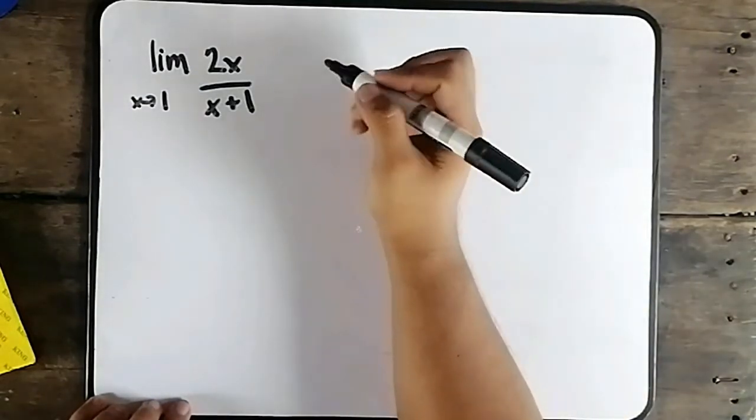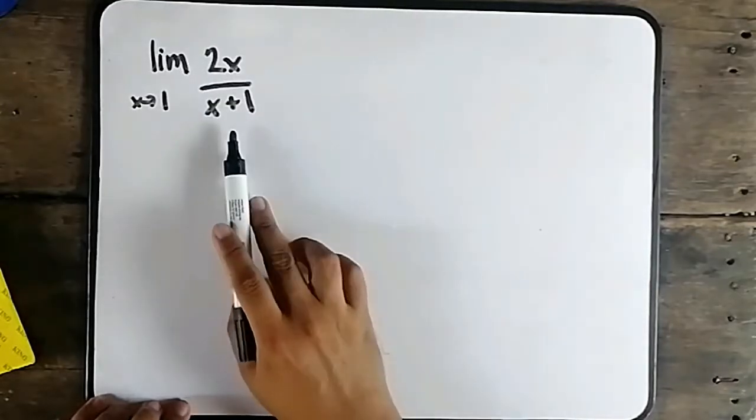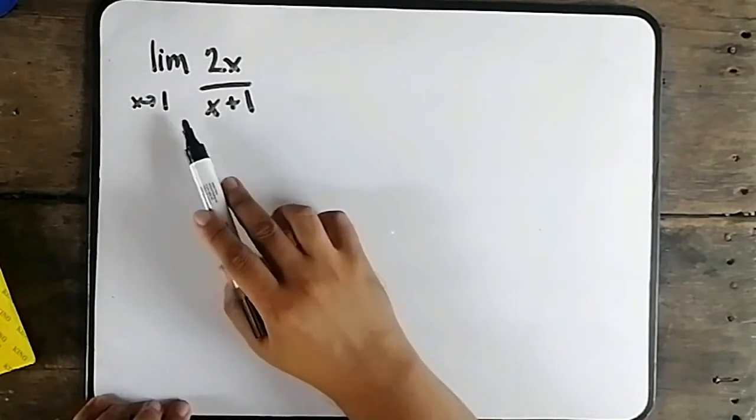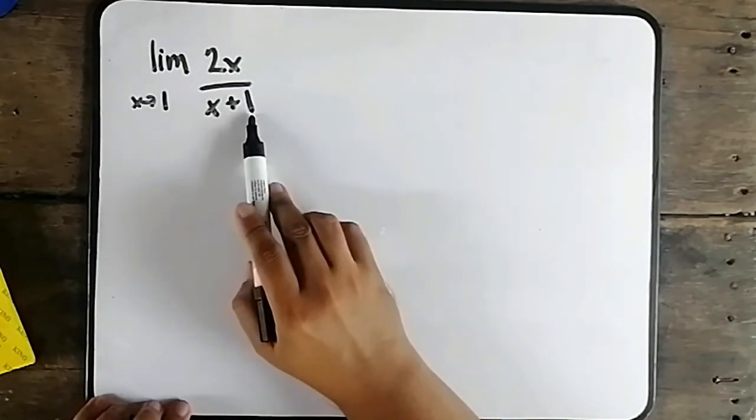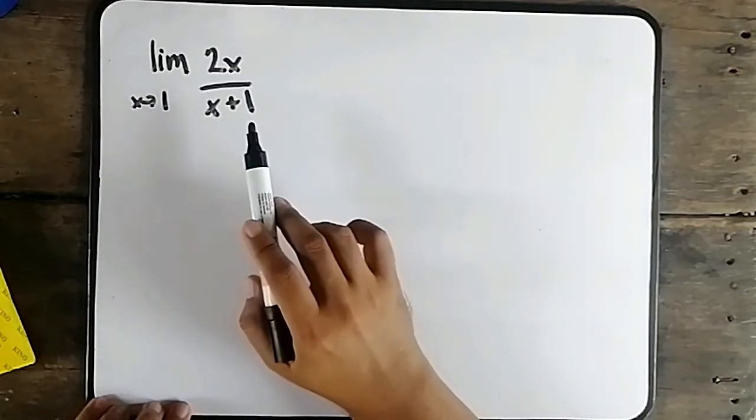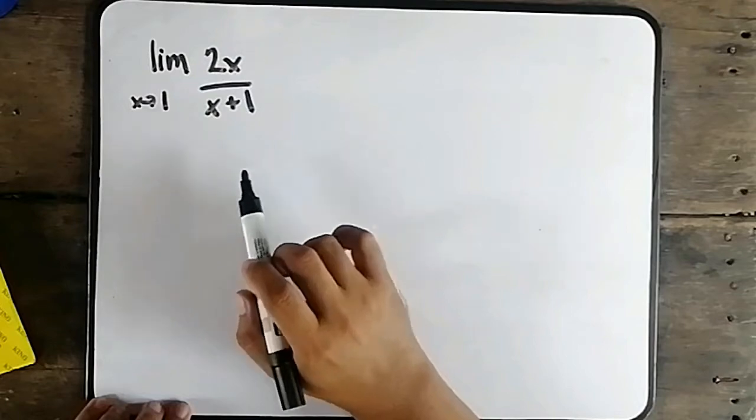So, we have to check if the limit of the denominator is not equal to 0. Okay? So, is it not equal to 0? Yes, not equal to 0 kasi polynomial siya. So, pwede nating ipasok na lang yung 1 doon. 1 plus 1 is equal to 2, not equal to 0. Therefore, we can use limit theorem number 7.